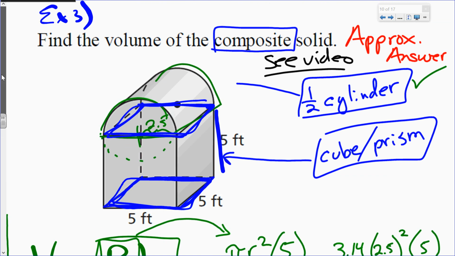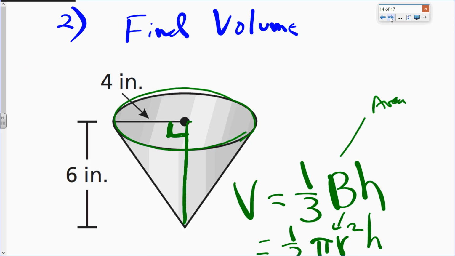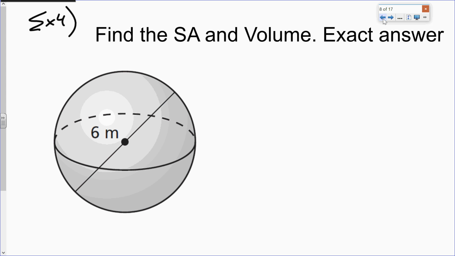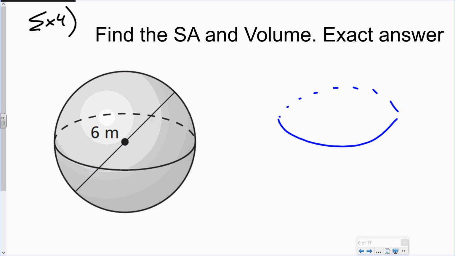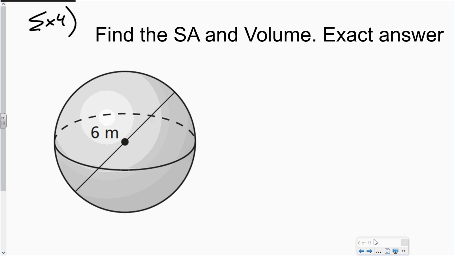So that was example 3. Let's try example 4. Here we go. Let's draw a ball here. Let's draw a basketball here. Notice. Draw the middle circle first, and you got yourself a sphere, even though mine looks like an egg, but you get the idea. And notice the diameter is 6 meters. Go and try that one. The second to the last one.